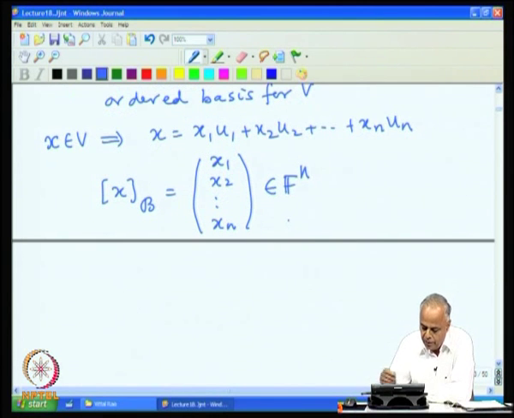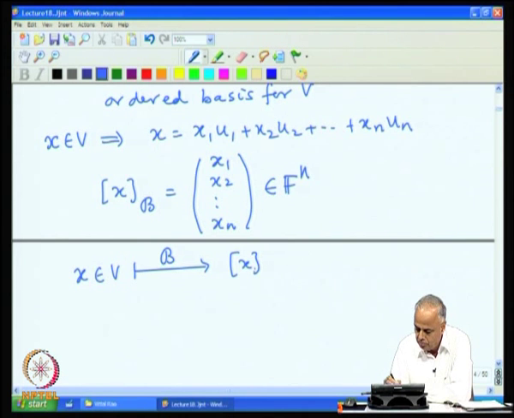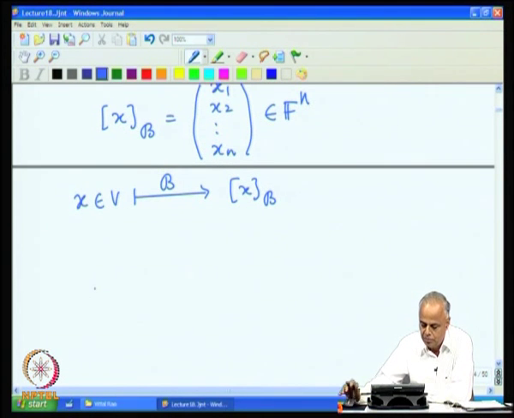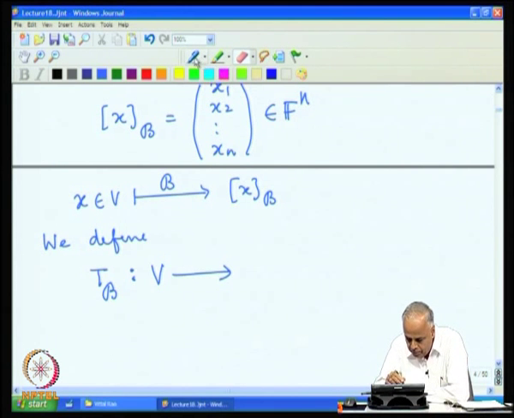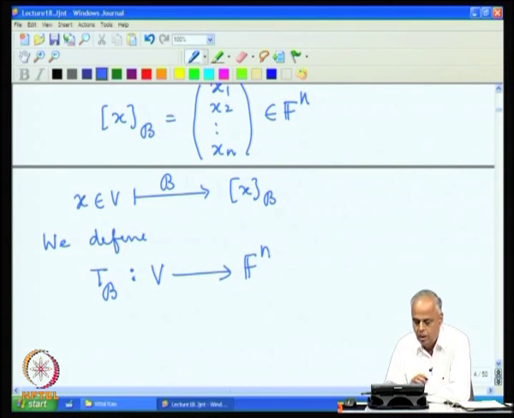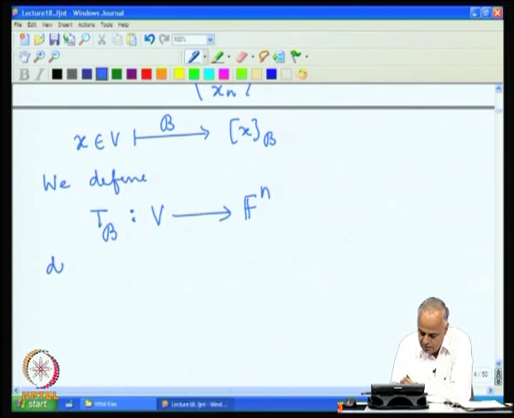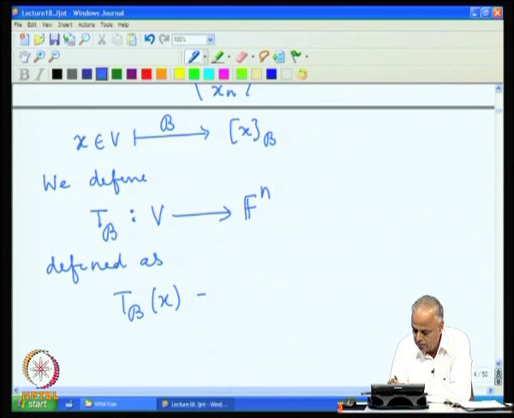So, therefore, every vector x in V, starting from this, we can convert using the ordered basis B to a vector x B. Now, we consider this transformation. So, we define T, it comes out because of the basis B. So, we will call it T B, a transformation from V to W, in this case F n. So, V to F n defined as T B of x is x B.